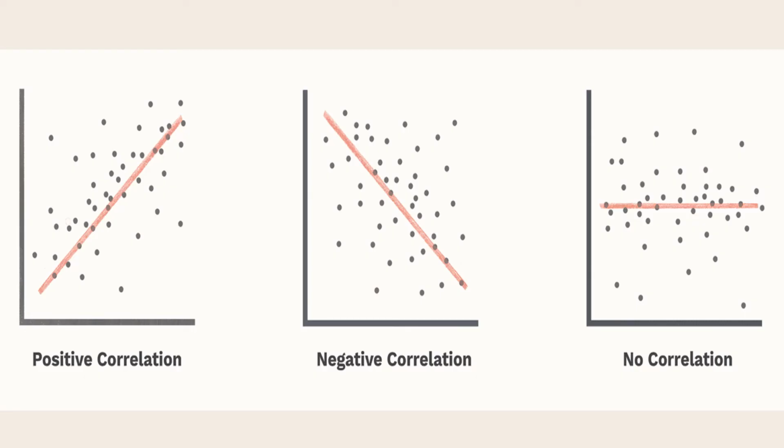Here we have three scatter plots. The one on the far left is a positive correlation, but a lot of exceptions. The middle one is a negative correlation, but a lot of exceptions. And then the third one on the right, the dots are scattered all over the place, so there is no relationship between the two variables that are measured, so there's no correlation.